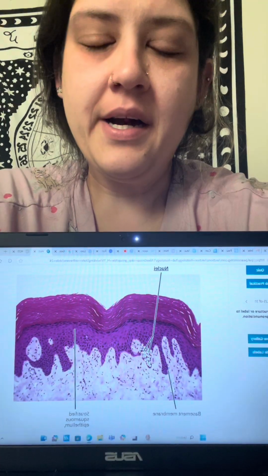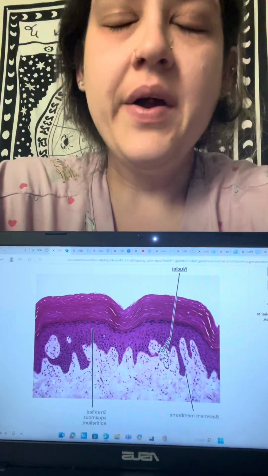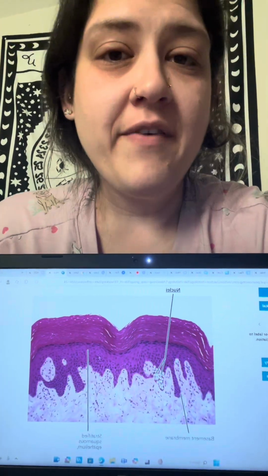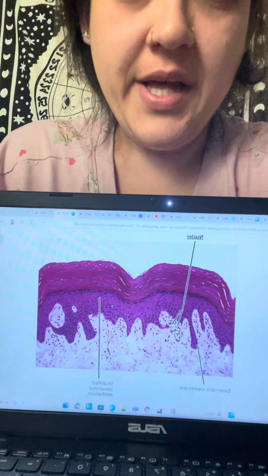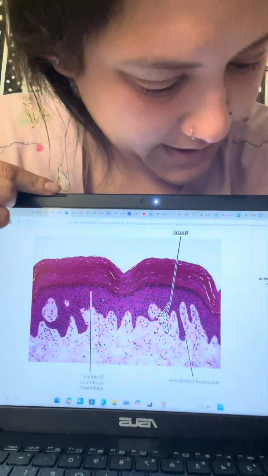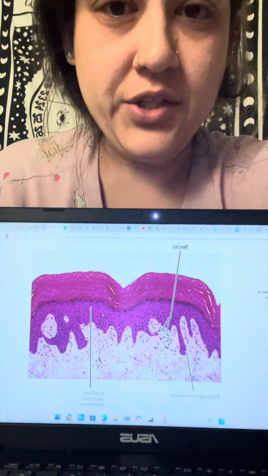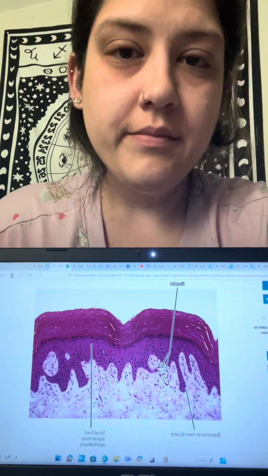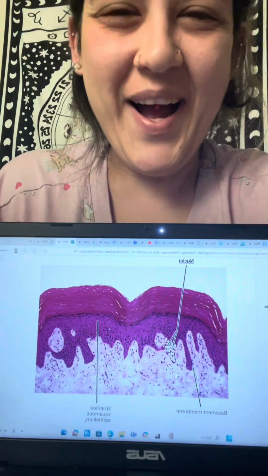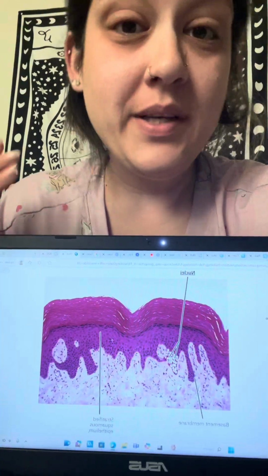And the slide that I will be focusing on is going to be of stratified squamous epithelium. The image that I am using is slide 25 on the Histology Pearson study guide slides. So this is, like I said, stratified squamous epithelium.